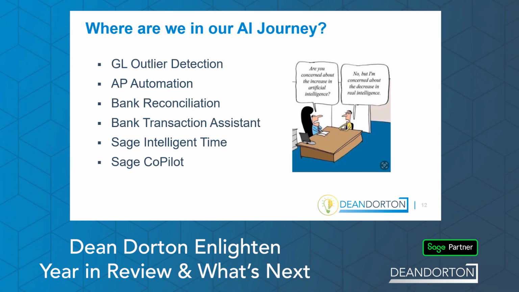The first one is GL Outlier, and this has been out for several years. It's free, but you do need to subscribe to it. And when you check that box, it takes about, I think, 48 hours for the history to gather up.